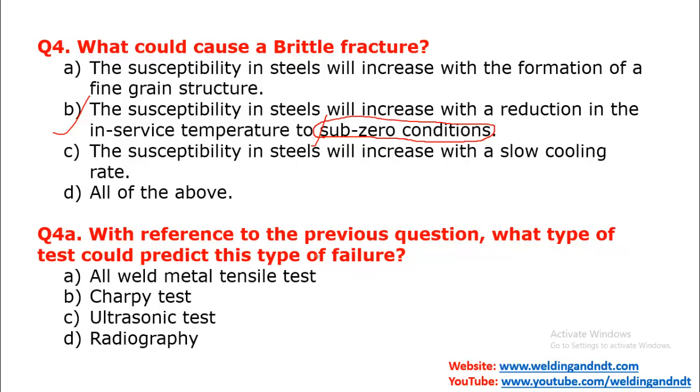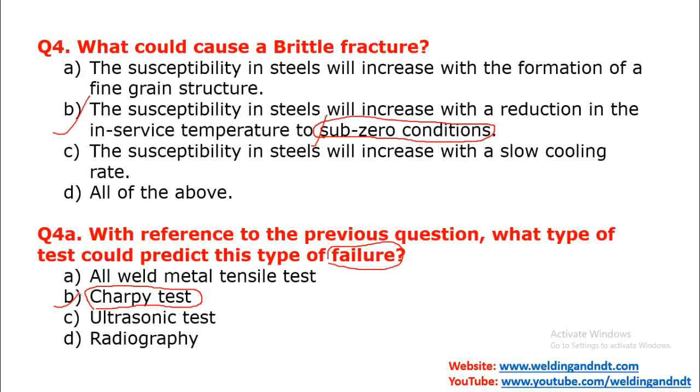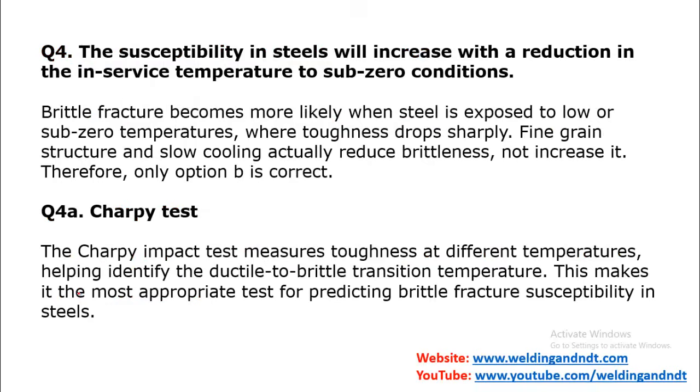And with reference to the previous question, what type of test could predict this type of failure? Brittle fracture can be assessed by the Charpy impact test. It is called the Charpy test. It is also called a toughness test or Charpy impact test. So what happens during the Charpy test? The material is subjected to an impact loading at sub-zero temperature, and from there we will be able to judge or measure the toughness of that material. With that, brittle fracture can be predicted.